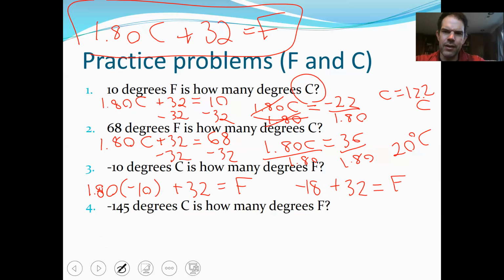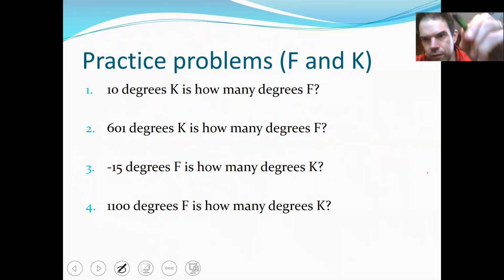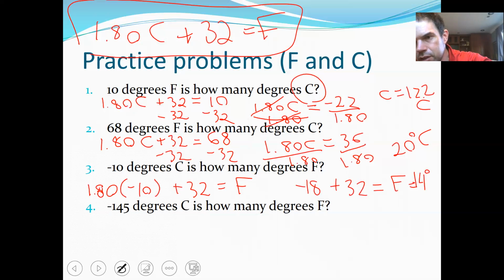Can I do that in my head? 14. So I think F is equal to 14 degrees Fahrenheit. Don't forget the unit. Forget the unit and you miss points. Degrees Fahrenheit. Okay. Please go ahead and try number 4 yourself, and then we'll do the harder ones, which combine both.